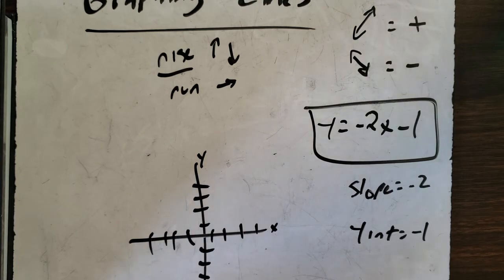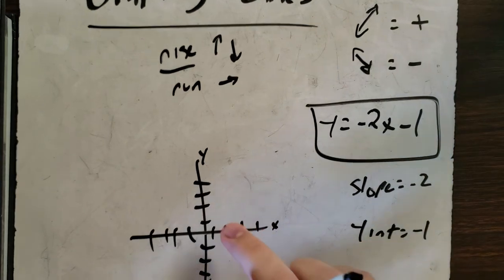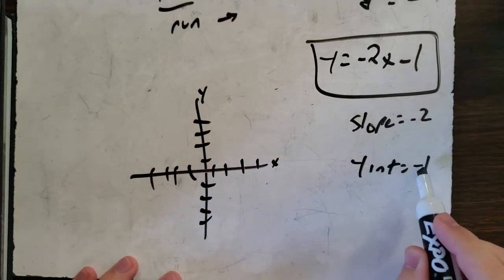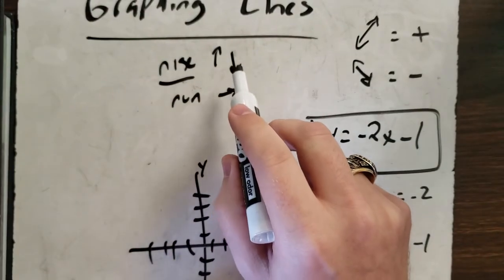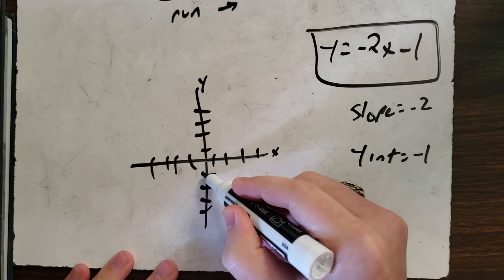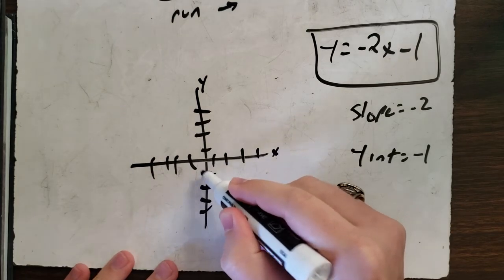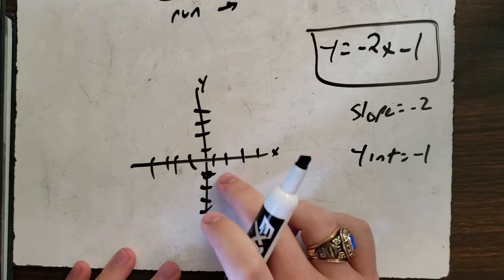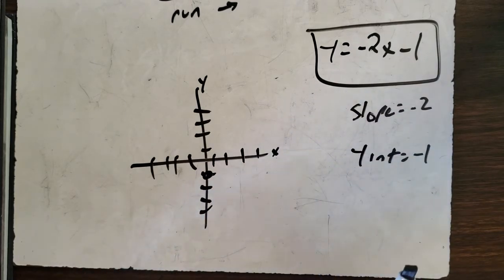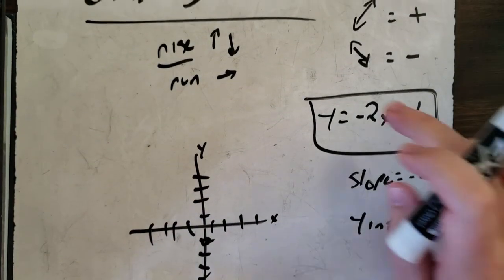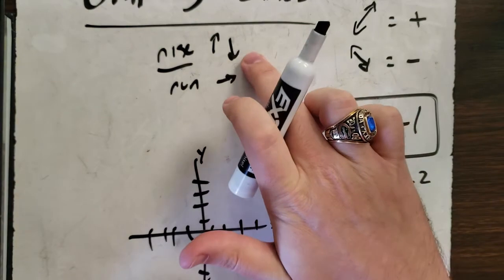Now, where do we plot first? The y-intercept. The y-intercept is at negative 1. So we go to our origin here. Our origin's right here, and we count. Because it's negative, we have to count down. So from here, we go down 1. So that's our negative 1, our y-intercept. Now, look at your slope. Your slope's negative 2. Negative, we have to go down.